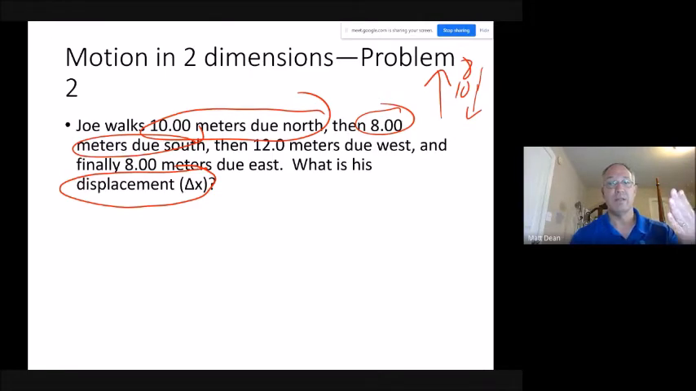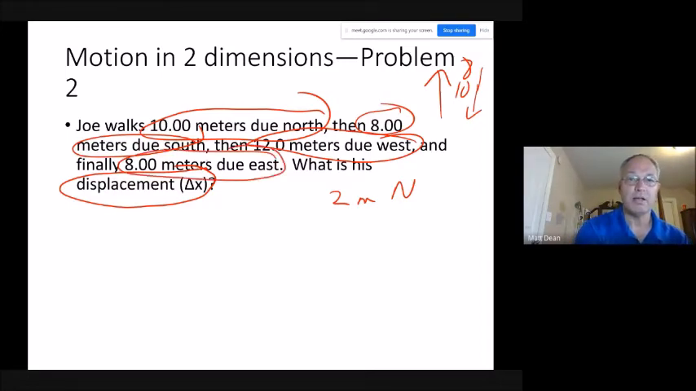Positive 10 plus negative 8 is positive 2. So we've got 2 meters north. Let's do the same thing with our horizontal components. We've got 12 west, so that would be negative 12, and 8 east, positive 8. When we combine negative 12 and positive 8, we end up with negative 4, or 4 meters west.